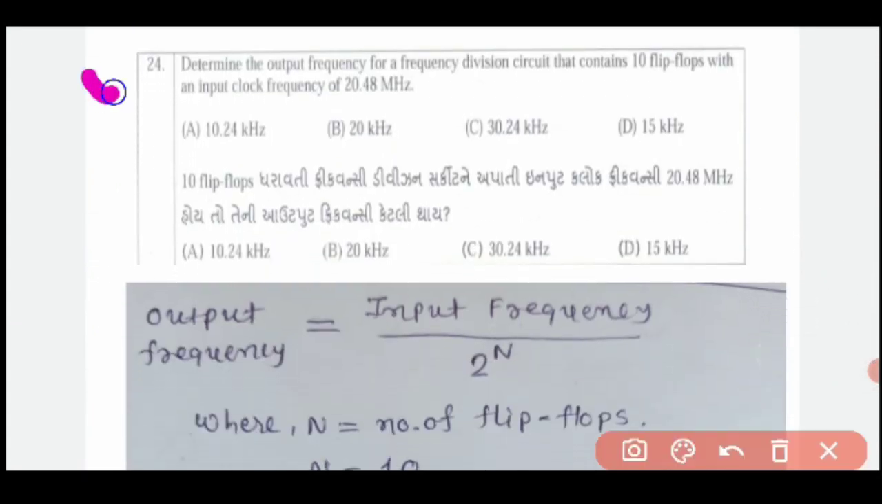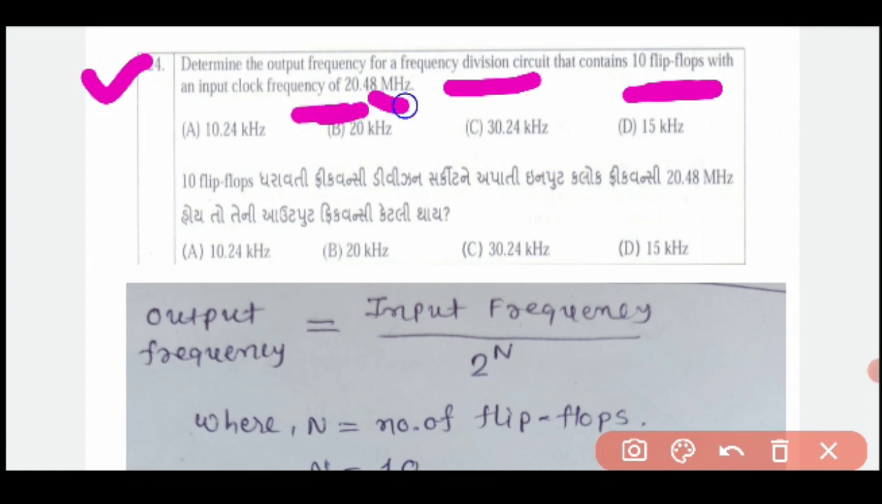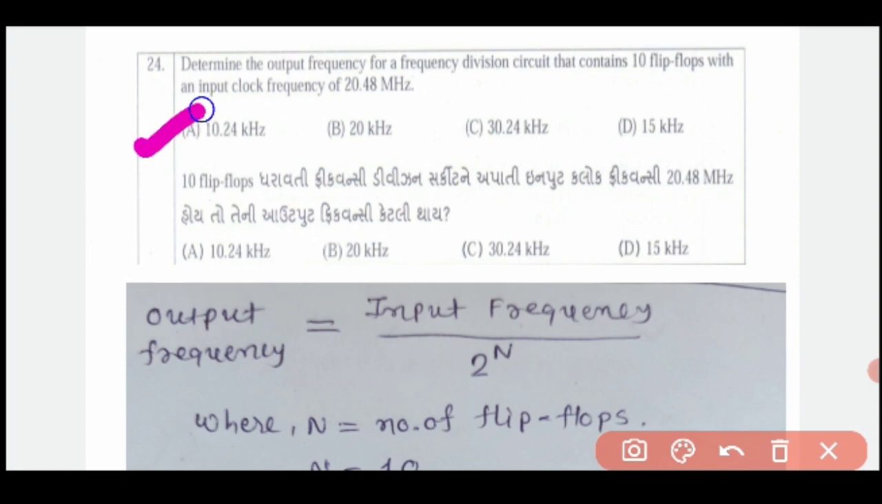Question number 24. Determine the output frequency of a frequency division circuit that contains 10 flip-flops with input clock frequency equal to 20.48 megahertz. Option A is 10.24 kilohertz, option B is 20 kilohertz, option C is 30.24 kilohertz, and option D is 15 kilohertz. Then the answer is 20 kilohertz. We have the solution below.